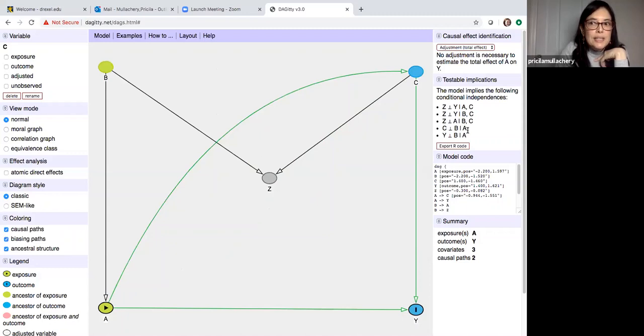Now, did you notice that this thing changed here on the right side? So now it no longer tells me that A is independent of C, because now A is no longer independent of C. Okay, so that's how you read this thing here.